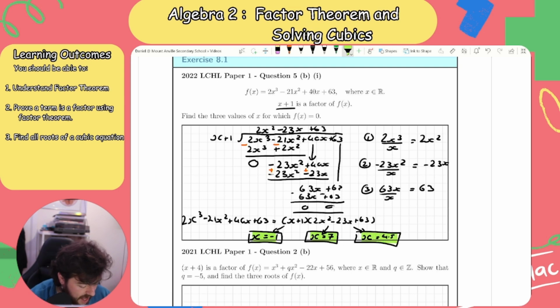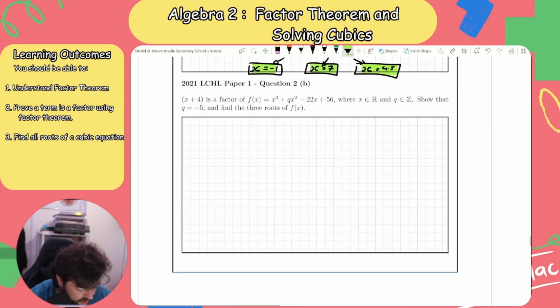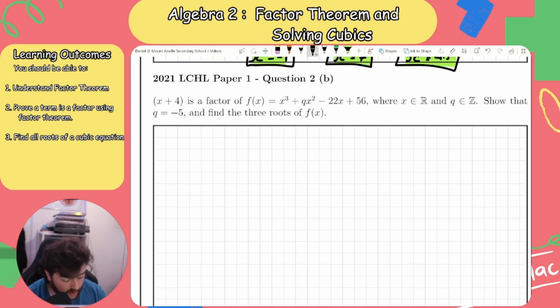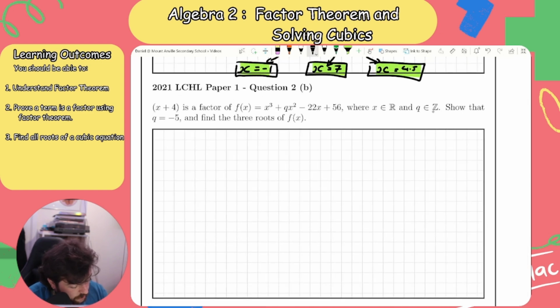Right. Let's have a look at the other one here. This is from 2021. So x plus 4 is a factor of x cubed plus qx squared minus 22x plus 56, where x is a real number, q is an integer. So if you don't get a whole number solution here, you're probably wrong for q. Show that q is equal to minus 5, and then find the three roots of f of x.